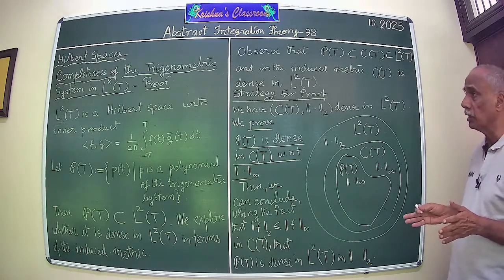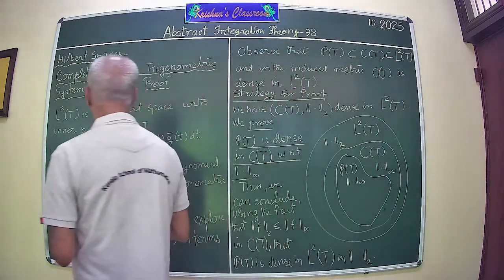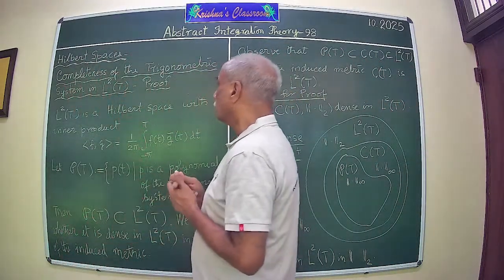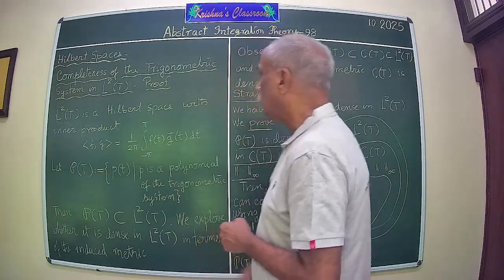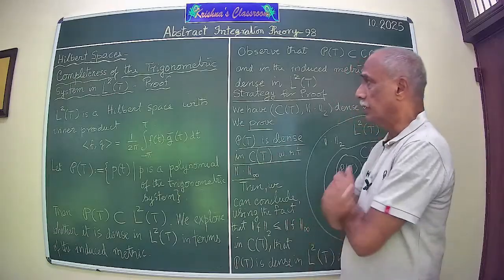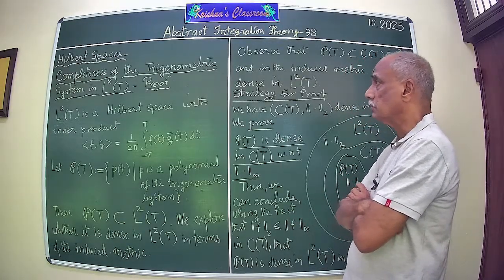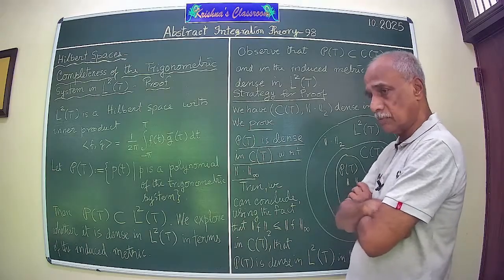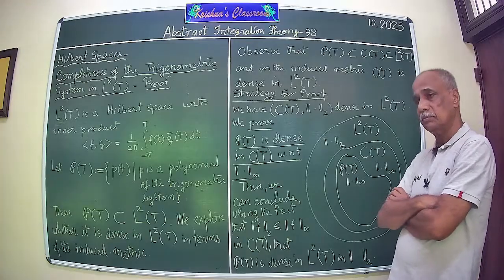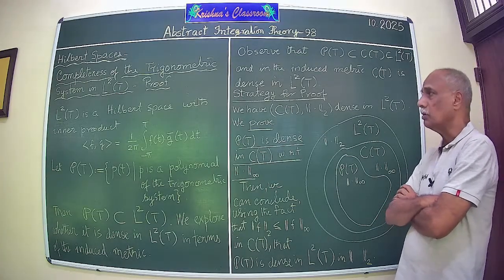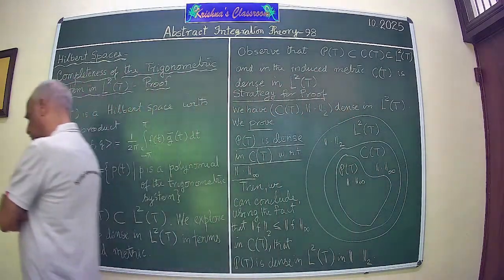In this talk, we give the technical details of the proof of the result on the completeness of the trigonometric system in L2. What we prove is that the trigonometric system, which is an orthonormal system in L2(T), is complete or maximal, and this we do as follows.